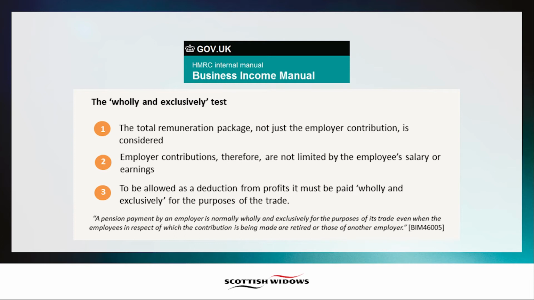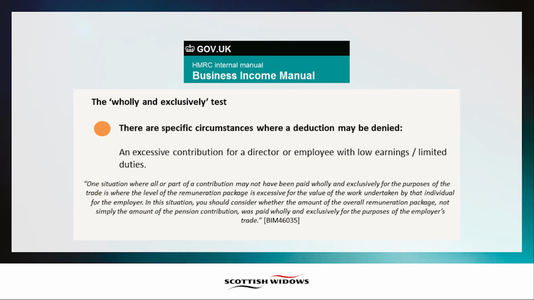There are, however, some specific situations where corporation tax relief may not be available in full. Firstly, where the total remuneration package, not just the employer contribution, is excessive in relation to the duties carried out. Again, the Business Income Manual clarifies HMRC's approach with the following statement. One situation where all or part of a contribution may not have been paid wholly and exclusively for the purposes of the trade is where the level of the remuneration package is excessive for the value of the work undertaken by that individual for the employer.